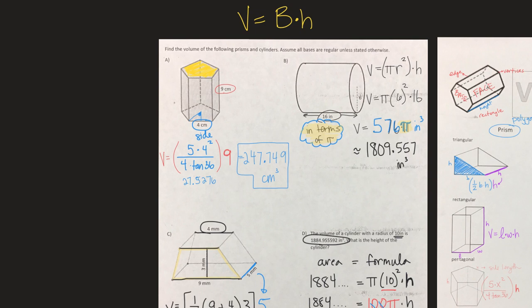Okay, so once again, volume is area of the base, which will change. So all of your pictures have a different base, and there's a formula to find that area, times the height of your prism or cylinder, and that's how you find the volume.